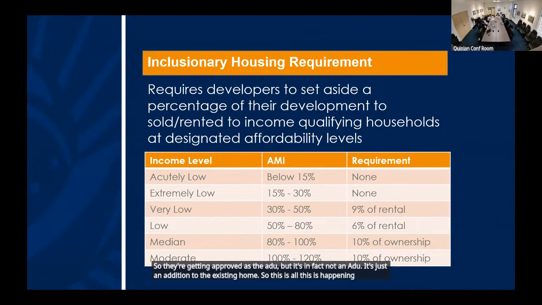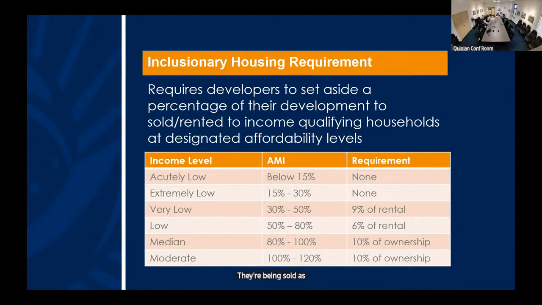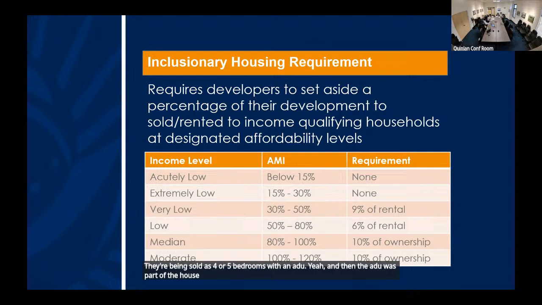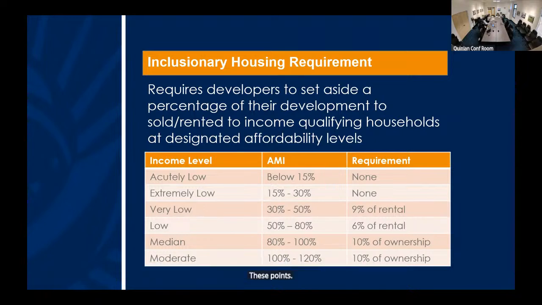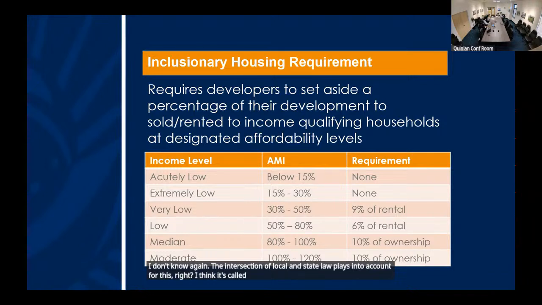I don't know about that. I just know about Cupertino. The ones right across my house have been sold as 4 or 5 bedrooms with an ADU. And then the ADU was part of the house. So maybe the planning department, which is giving the permit, needs to tighten up. The intersection of local and state law plays into account for this, right? I think it's called SB, I don't remember.